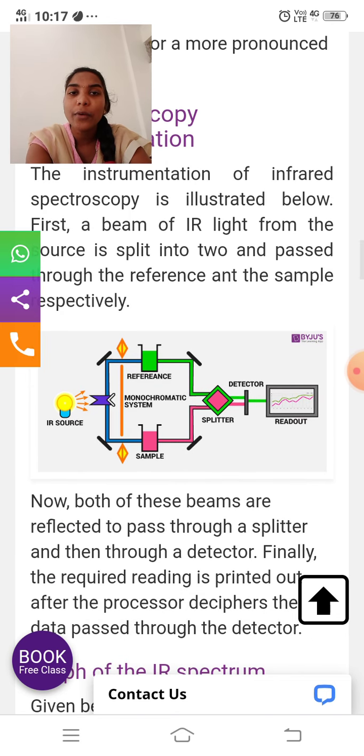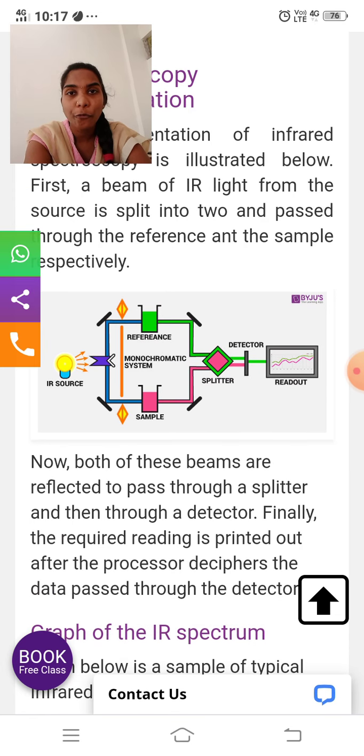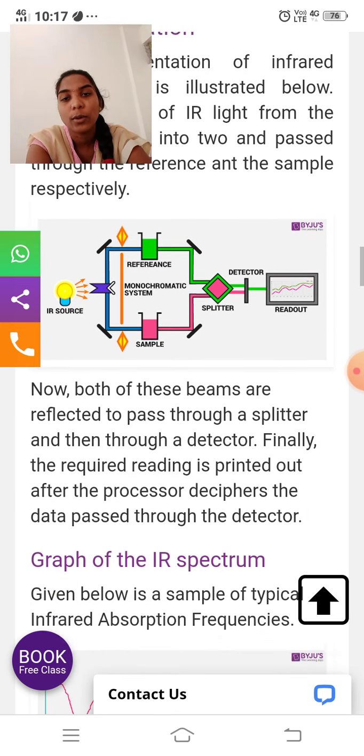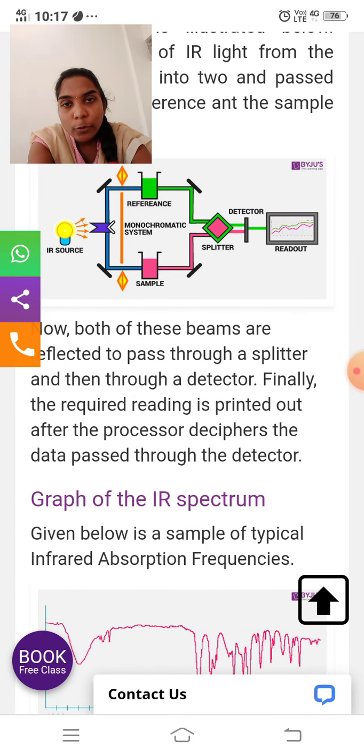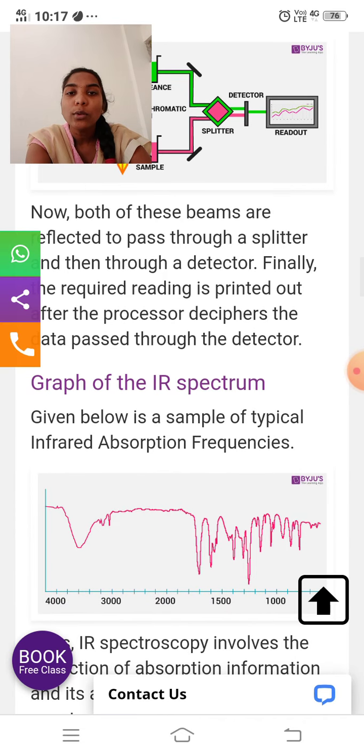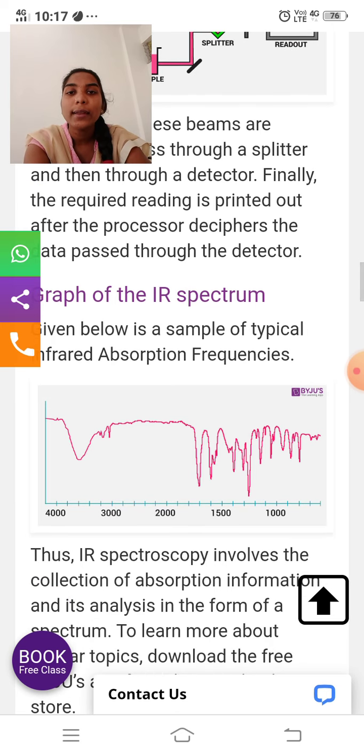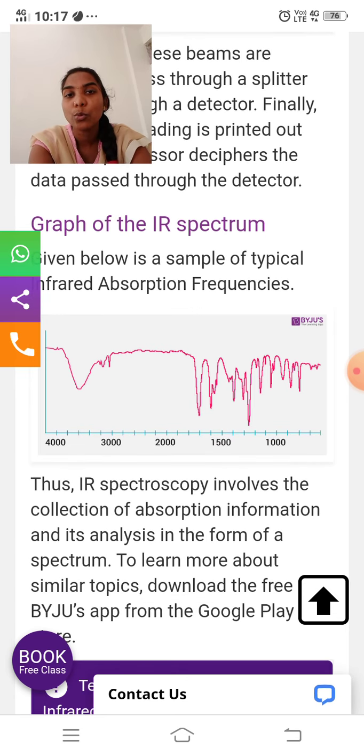The instrumentation of IR spectroscopy is illustrated below. First of all, a beam of IR light from the source is split into two and passes through the reference and the sample respectively. Now, this is the diagram showing the instrumentation of IR spectroscopy. Both of these beams are reflected to pass through the splitter and then through a detector. Finally, the required readings are printed out after the processor processes the data that passes through the detector.